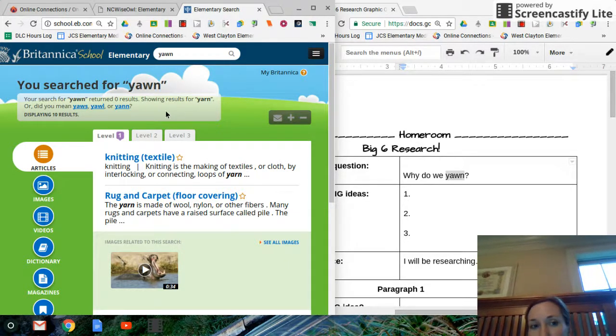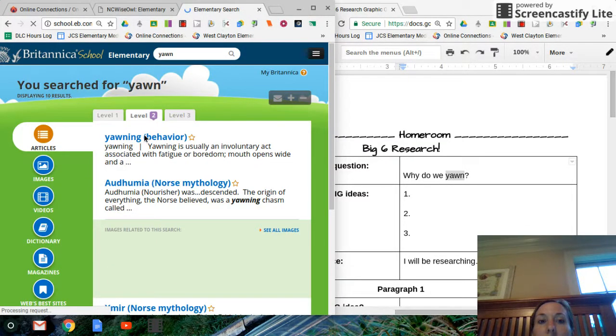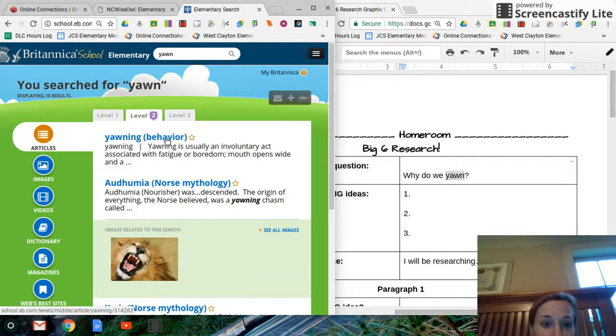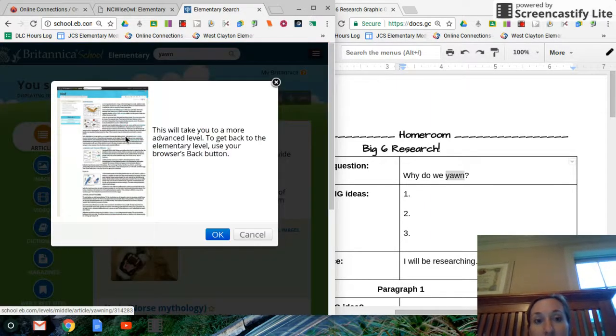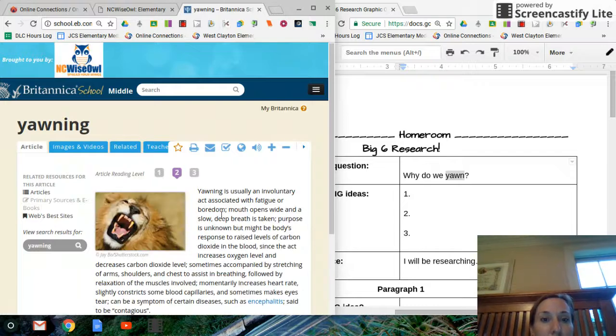When you have 0 results, notice these 3 tabs. Instead of staying in level 1, bump up a notch to level 2, and let's see if they have anything there about yawning. Perfect. So now we see yawning and in parentheses behavior, and that's exactly what I want to know. I'm going to click this blue heading to see what this article says. Now this just tells me it's taking me to a more advanced level, and that's okay. So I'm going to click OK, and it's going to open an article.